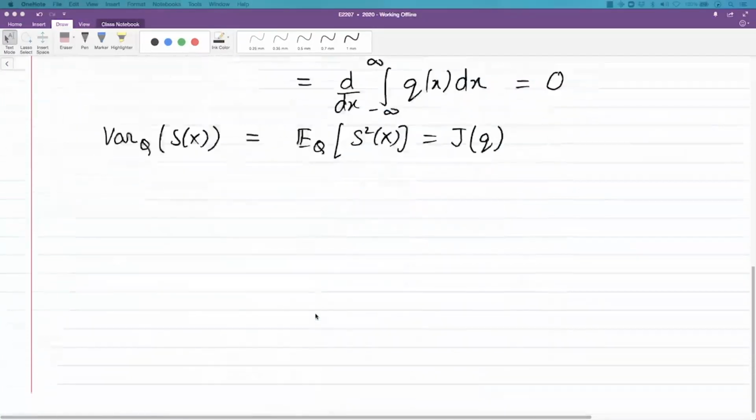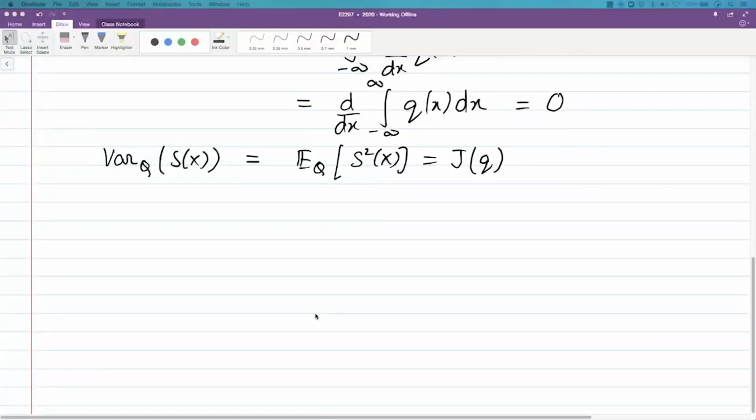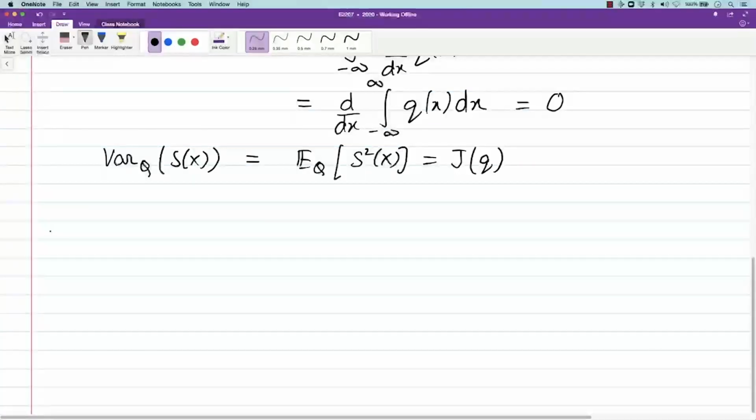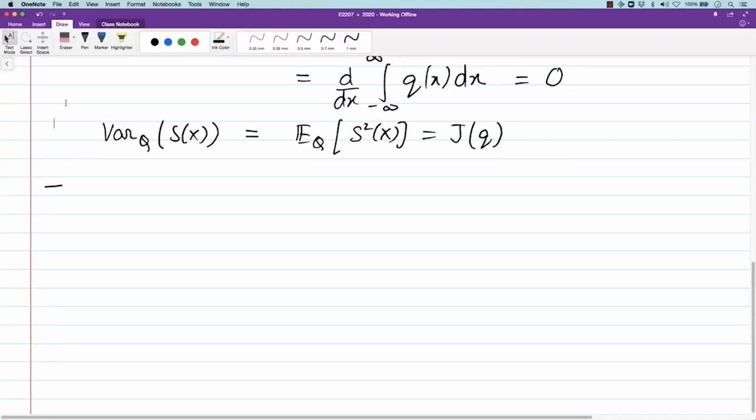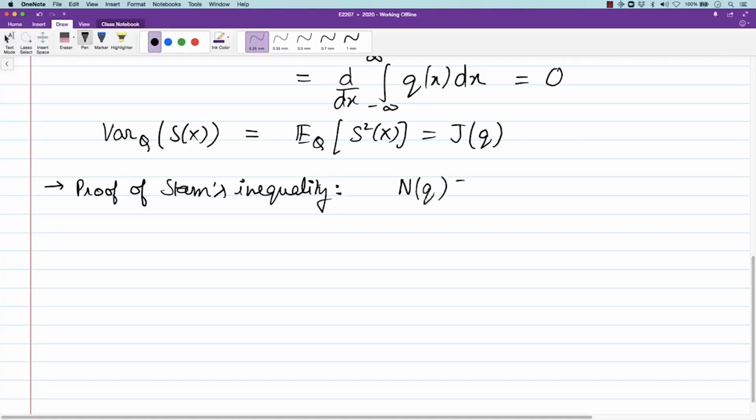Okay, so now that we know the meaning of both these quantities, we want to show Stam's inequality directly. In fact, this inequality is quite old, and it has been studied thoroughly in information theory, and we'll give an information theoretic proof of this Stam's inequality. So towards proving Stam's inequality, which is N(Q) J(Q) is greater than or equal to 1, that's Stam's inequality.